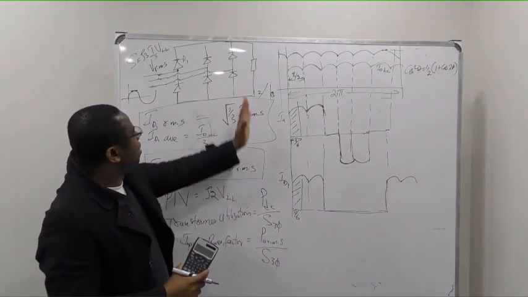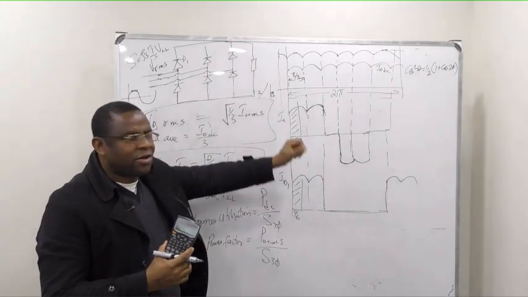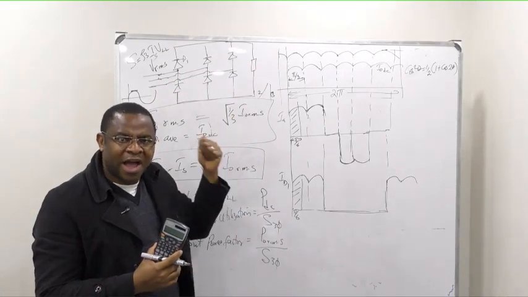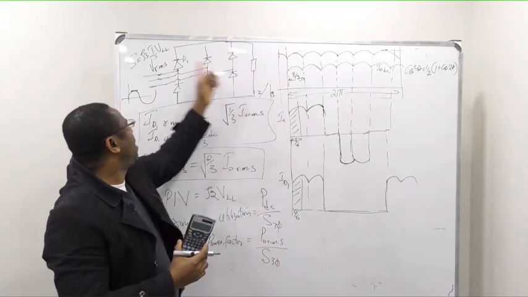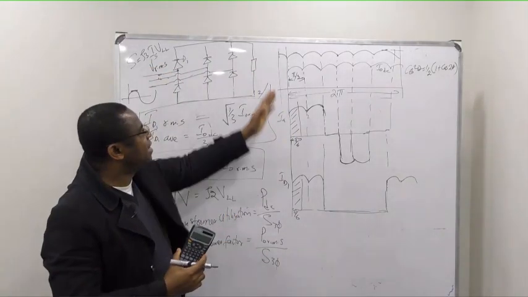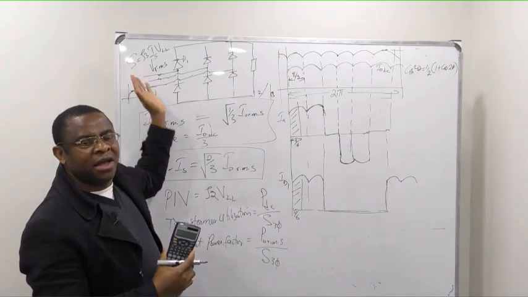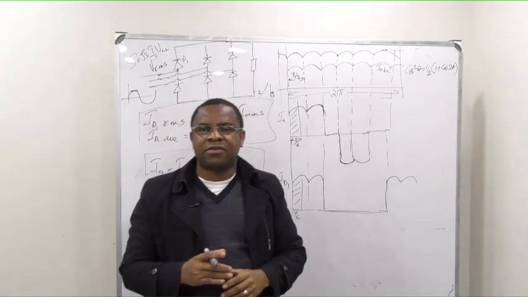So, in other words, there are two kinds of output: we have DC output and we have RMS output. If I take the DC output and divide by the input power, I get the transformer utilization factor. But if I take the RMS output and divide by the input power, I get what we call our input power factor.